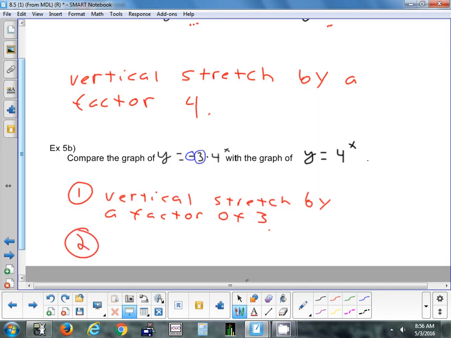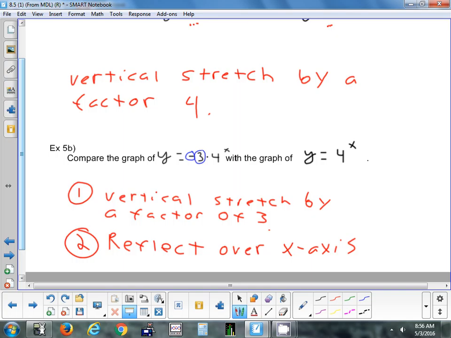And Corey gave us a hint. What's that negative going to do? It's going to reflect. And over which axis is it going to reflect? Yes, reflect over x-axis. So sometimes it's just a stretch. Sometimes it's just a reflect. Sometimes it's both. In this case, it was both. So can they say a vertical stretch by a factor of 3 reflected over the x-axis? If you wanted to make one big sentence, you could make one big sentence like that. That's perfect too. Okay. Yep.